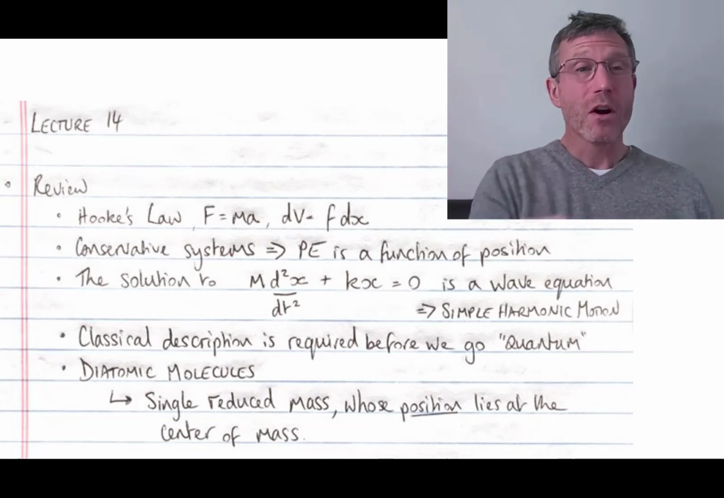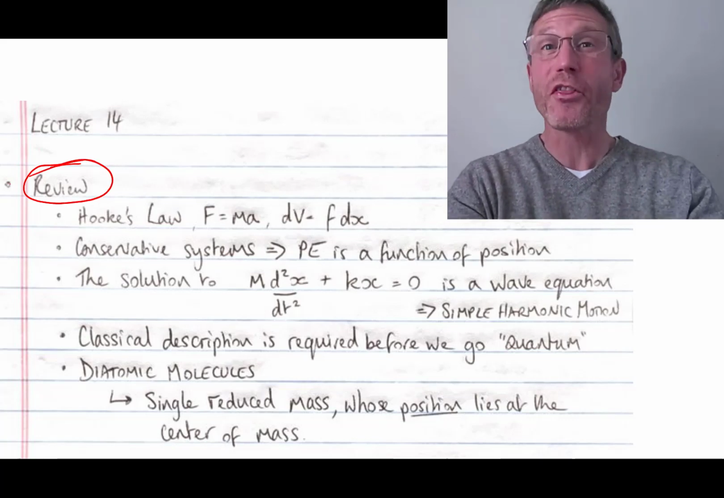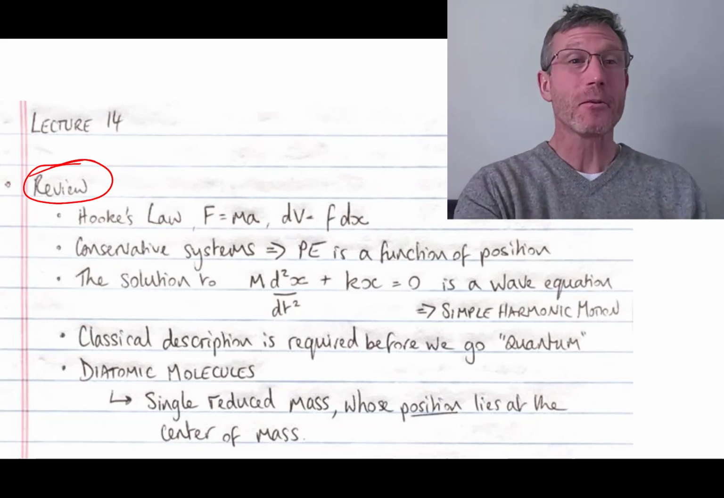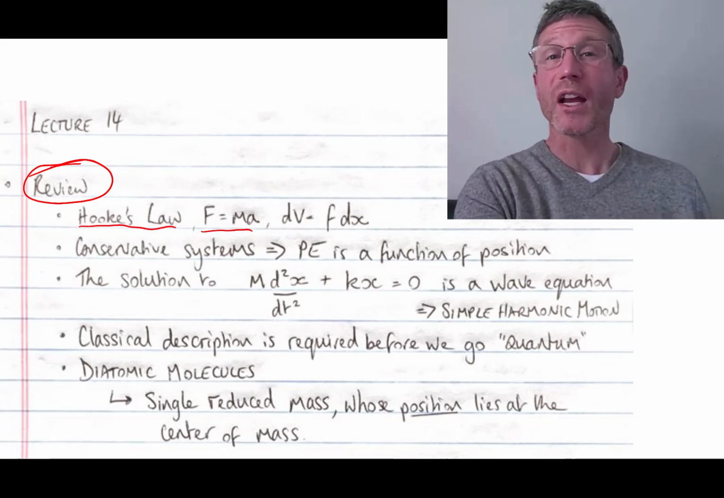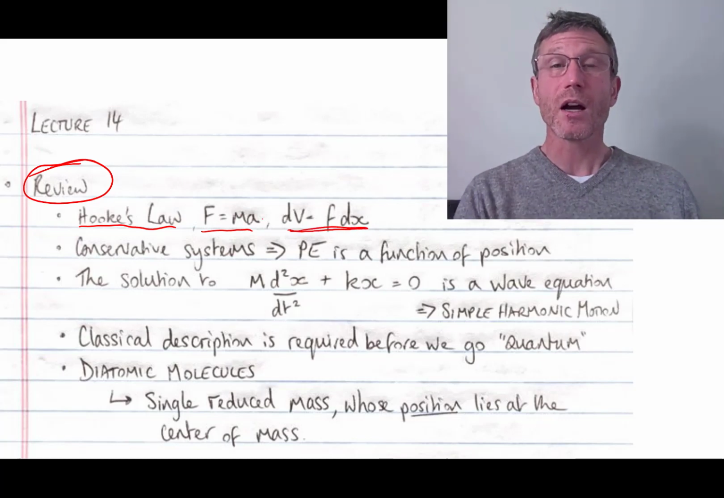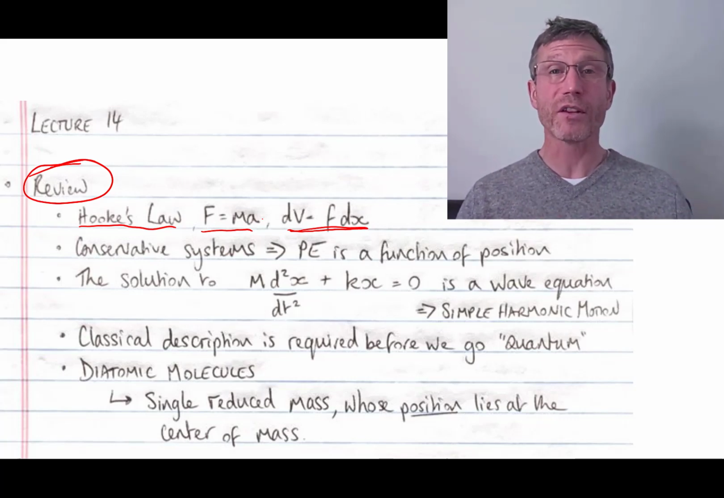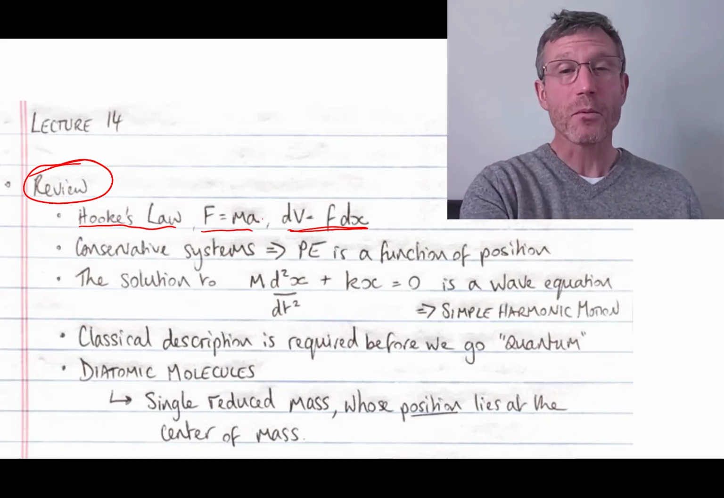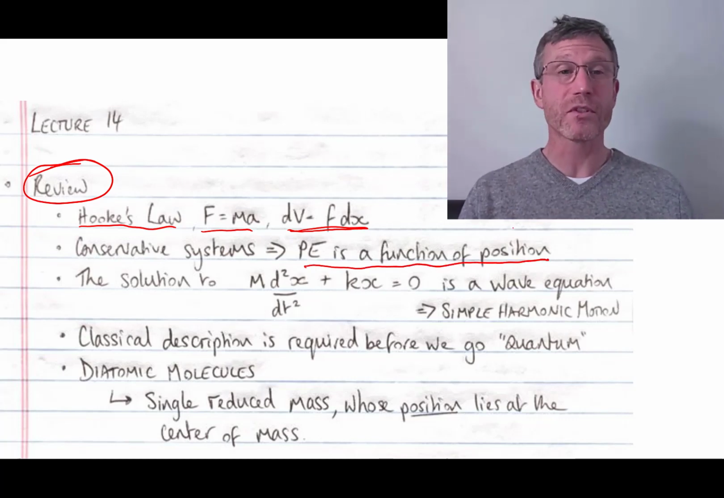So as a review of what we've just covered in lecture 13, so this is lecture 14, what we covered in lecture 13, we looked at Hooke's law, we looked at Newton's second law, F equals ma, and we looked at how we measure the potential, and the potential energy is an integral of the force with respect to position. So we see this again, potential energy is a function of position, and so we find this with conservative systems.